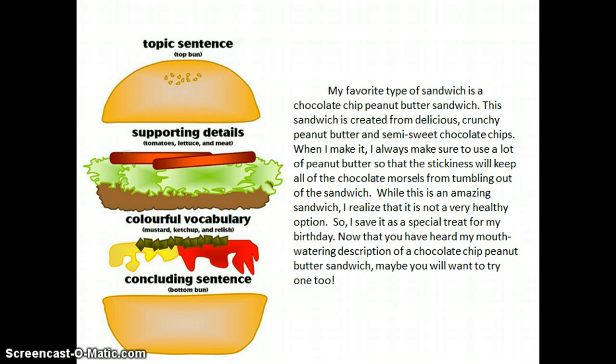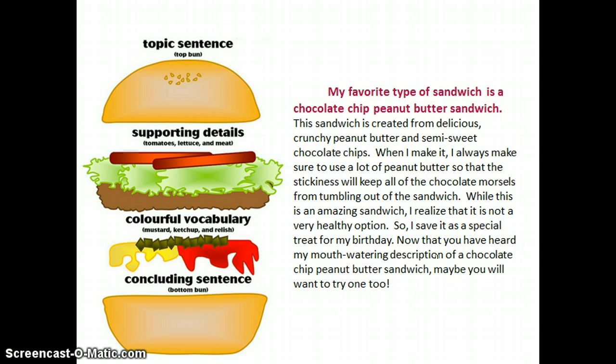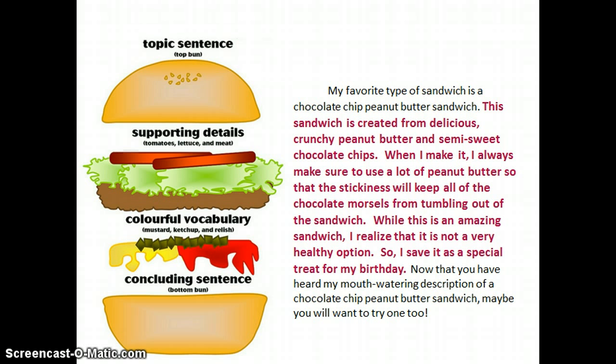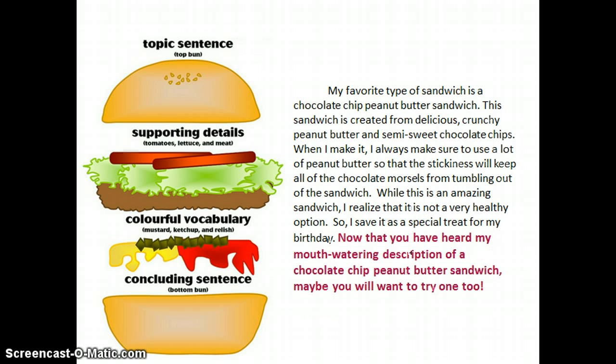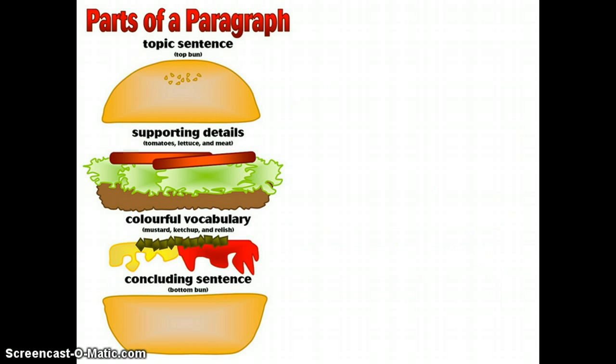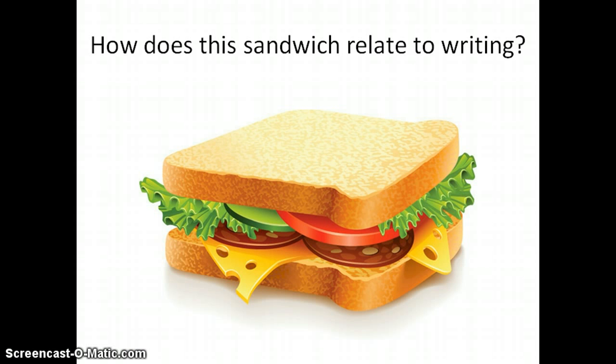When all of these pieces are put together, I have a beautiful 5-sentence paragraph that includes a topic sentence, supporting details with colorful vocabulary, and a concluding sentence. When you write a paragraph, it should always be like a sandwich. So here is the big question that you should be able to answer. How does this sandwich relate to writing?